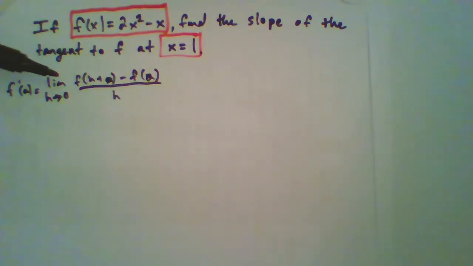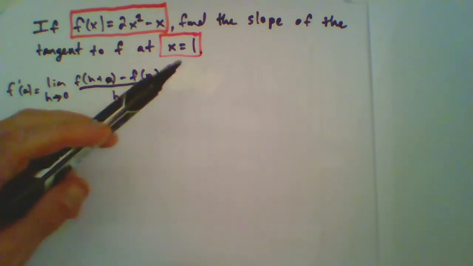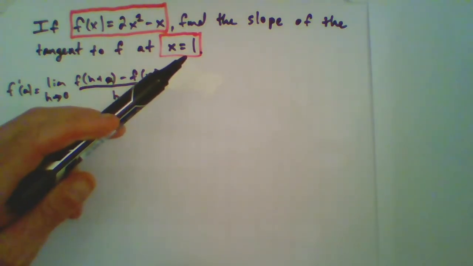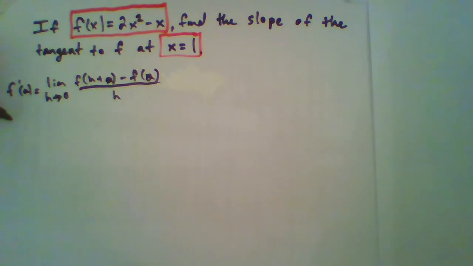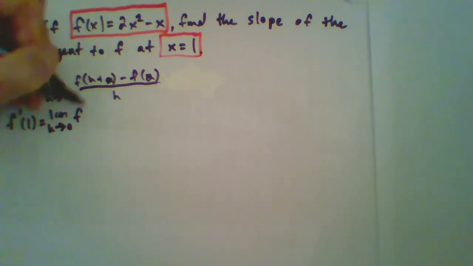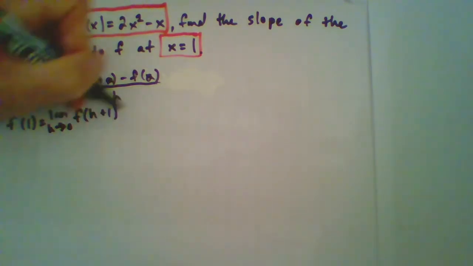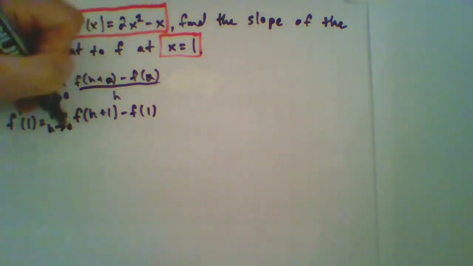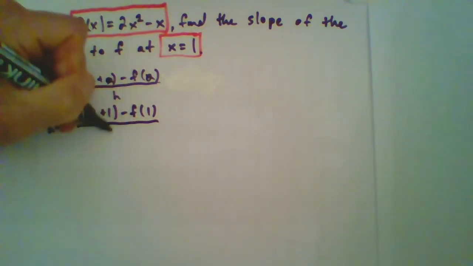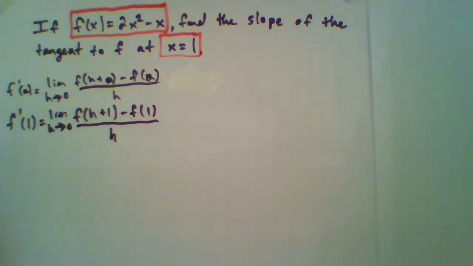The hardest work we have to do here is up in the numerator. That's where all the fairly tricky algebra is. So we're going to substitute 1 for a, because that's the point that we're interested in. We want to know the derivative at 1, so we're doing f prime of 1. Okay, so that's not the hard part. All we did is substitute a 1 in for a.